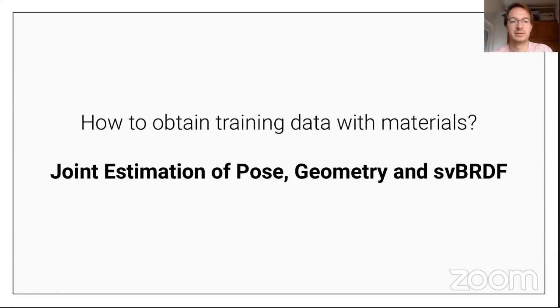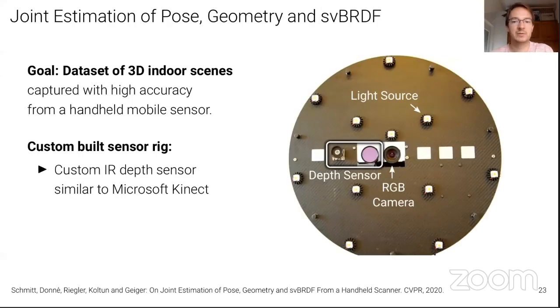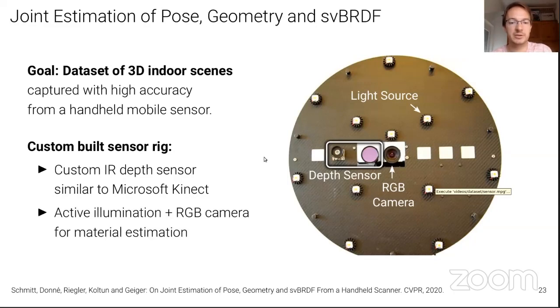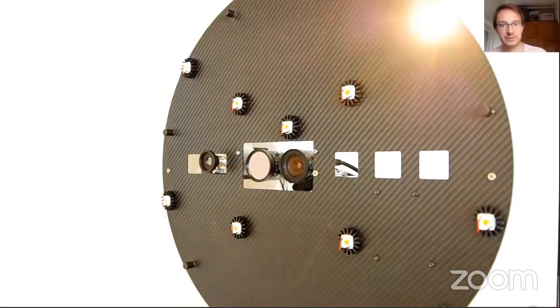realistic data sets. In this paper on joint estimation of pose, geometry, and spatially varying BRDF, we do a first step towards this setup. The goal is a data set of 3D indoor scenes that is captured with high accuracy from a handheld mobile sensor. For this, we build a custom sensor rig using a depth sensor similar to the Microsoft Kinect and active illumination plus an RGB camera for material estimation. Here you can see the light source that can be turned on and off using an Arduino device.